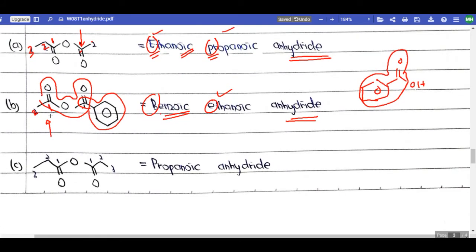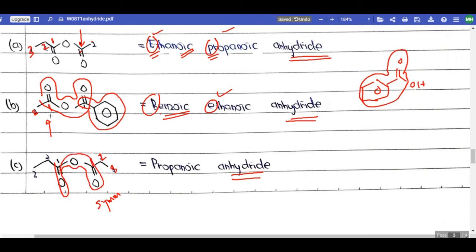Lastly, as you can see here, for propanoic anhydride, it has the same number of carbon, and the arrangement is also the same for both sides. Again, this is what is considered a symmetrical anhydride. So don't forget to put the anhydride at the back because it also comprises C double bond O, O, C double bond O.